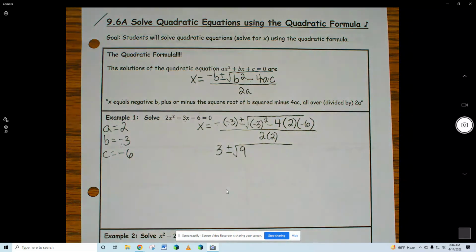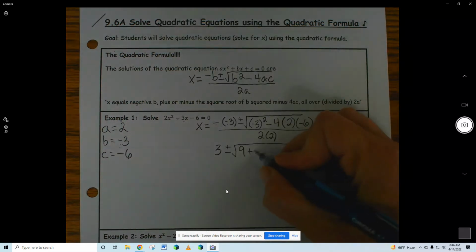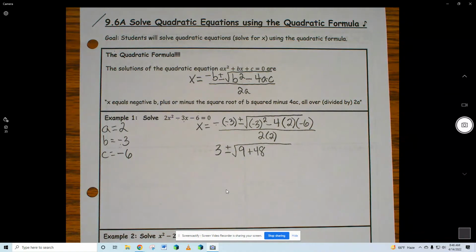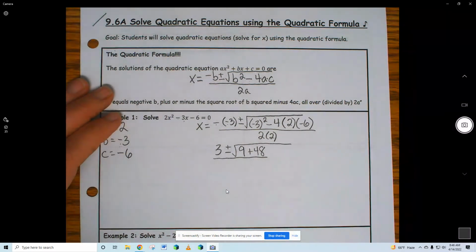And then I've got to do negative 4 times 2 times negative 6. All three of those multiplied together. You could go slowly and just say, okay, negative 4 times 2. Because you know a subtraction sign means negative also. It's the same thing. Negative 4 times 2, negative 8, times negative 6. What is negative 8 times negative 6? Positive 48. Is that what you said? Yeah. Oh, I thought you said 30-something. Sorry. Plus 48. So it's the square root of 9 plus 48 all over 2 times 2. That's 4.